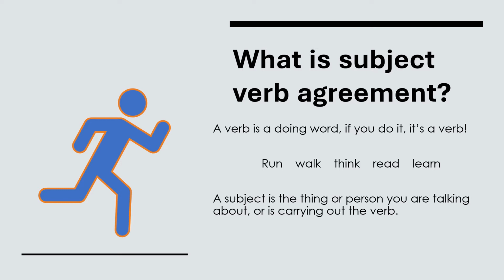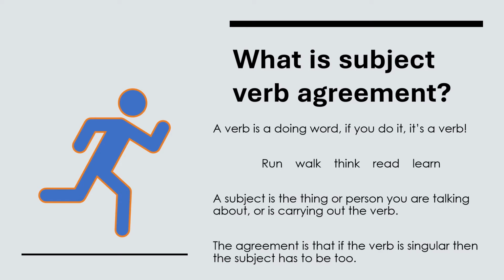The subject is a thing or person that you're talking about that is carrying out the verb. Okay, so you could say the person ran. The car park, for example, I love talking about car parks, but the car park is empty. But they've got a unique relationship between the subject and the verb, and it's that this agreement needs to be there. If the verb is singular, then the subject has to be too.